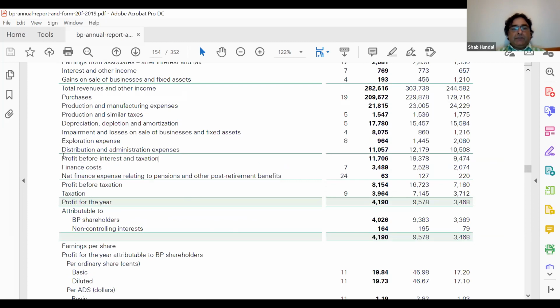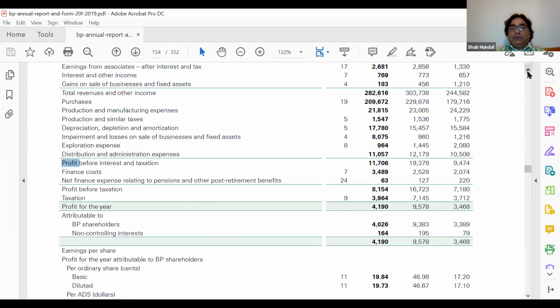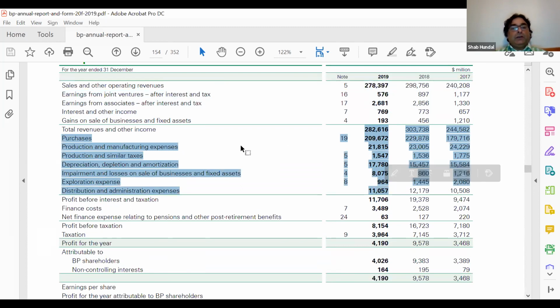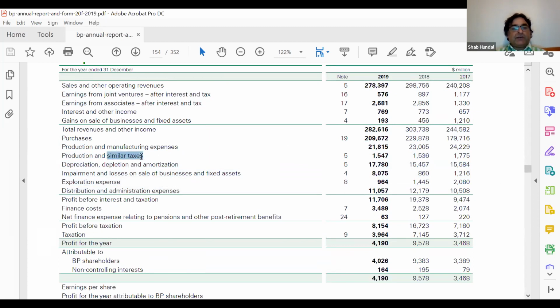So I can see that in my case company, British Petroleum, they are using the word not earnings, but the word profit. So profit before interest and tax. But I know that these are all the incomes of the company. And then these are the operational costs. Like you can see the purchase. Purchase means the raw material, production and the manufacturing expenses. Similar when you buy something, custom duty, etc. That's a part of your operational cost. Then depreciation, depletion, and amortization.